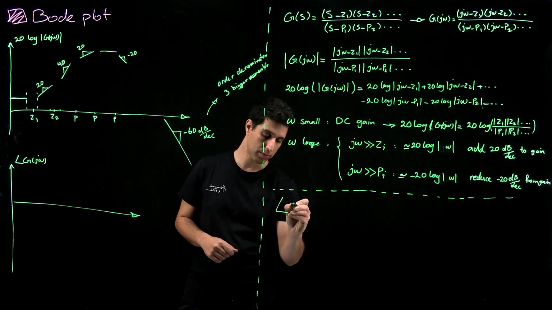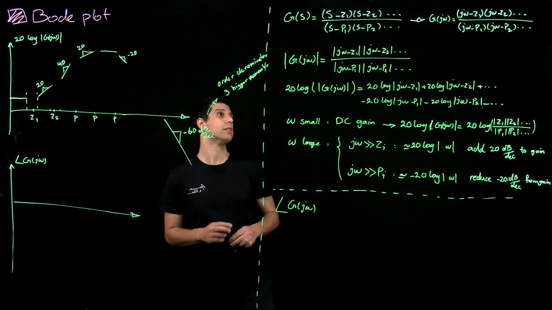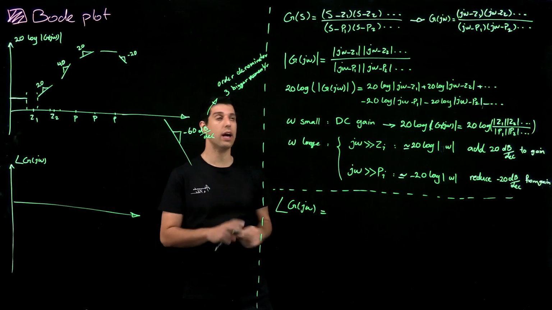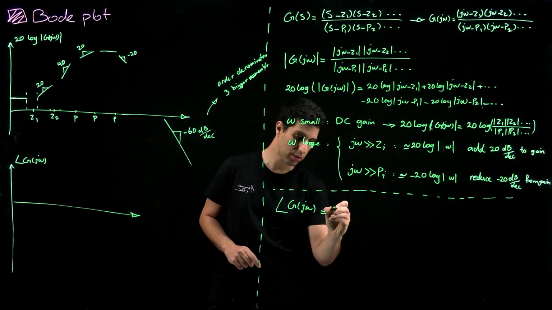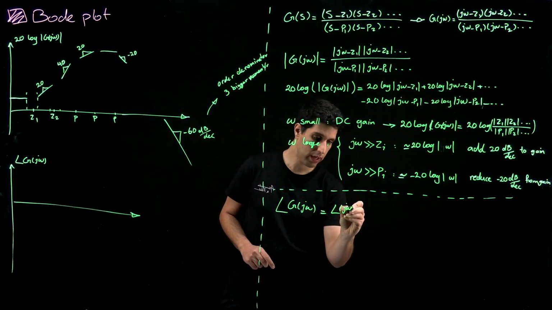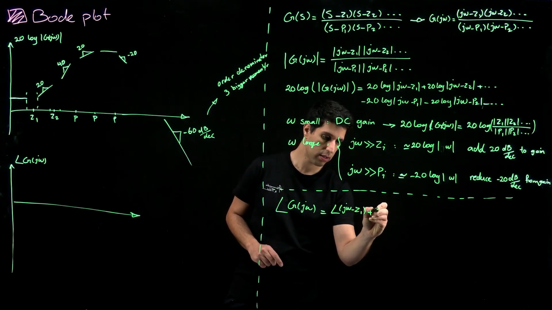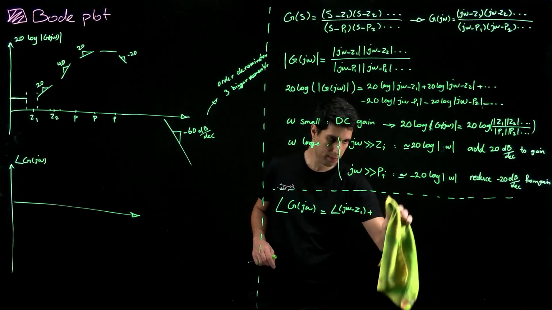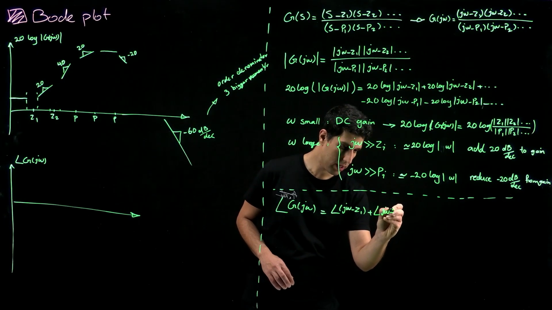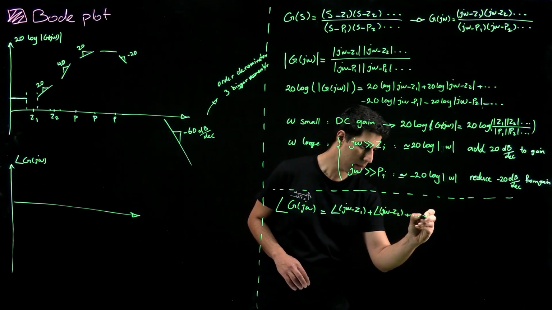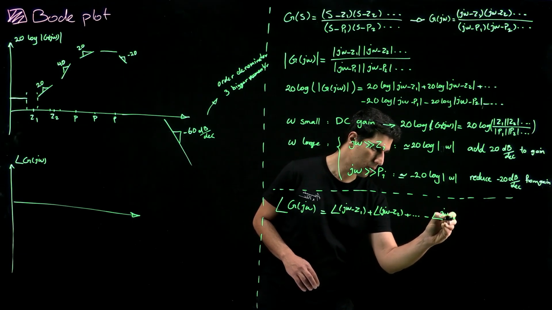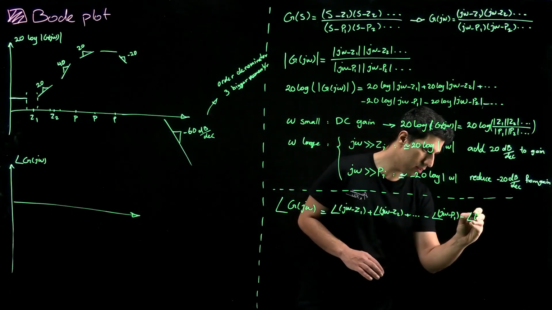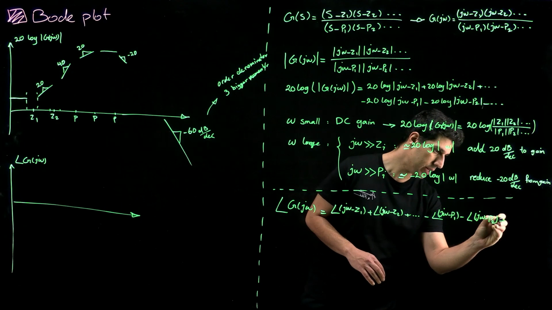So here I have lag, the angle of g of j omega. So my g of j omega looks like that. And again, I have this multiplication and divisions of a bunch of terms. So in terms of angle, it's going to be angle of j omega minus z1 plus angle of j omega minus z2 plus dot dot dot minus angle of j omega minus p1 minus angle of j omega minus p2 minus dot dot dot.